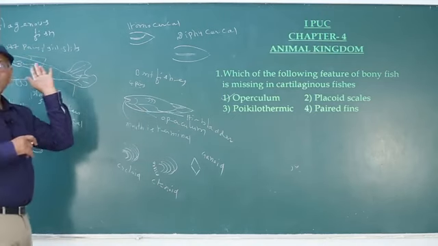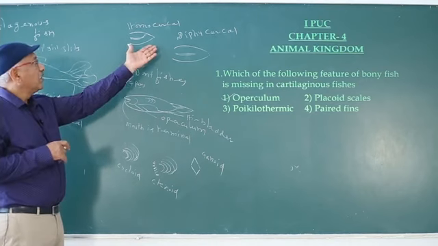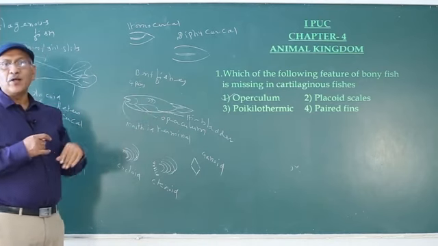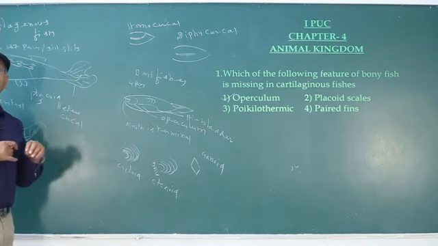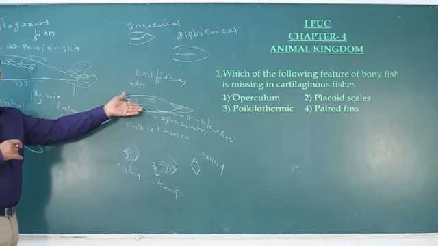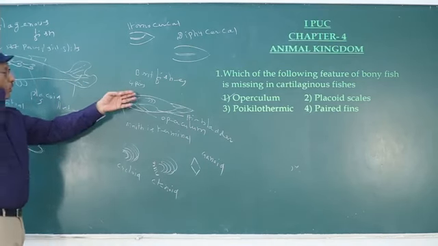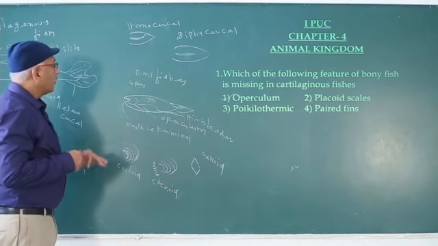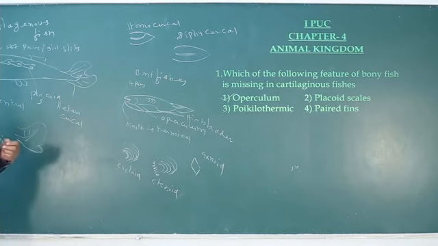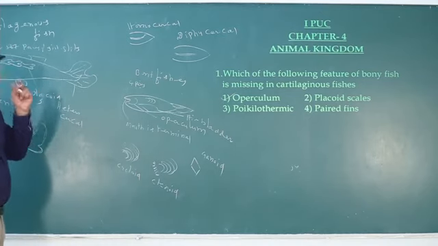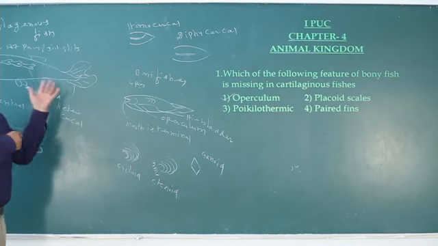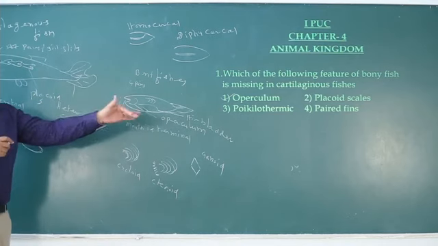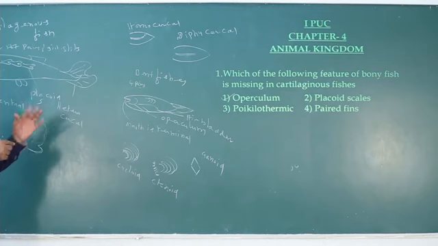Cartilaginous fish means endoskeleton is made up of cartilage. Bony fishes, endoskeleton is made up of bone. Cartilaginous fishes are marine. Some bony fishes are freshwater, some live in marine water. Cartilaginous fishes excrete urea. Bony fishes excrete ammonia. That's why cartilaginous fishes are ureotelic, bony fishes are ammonotelic.